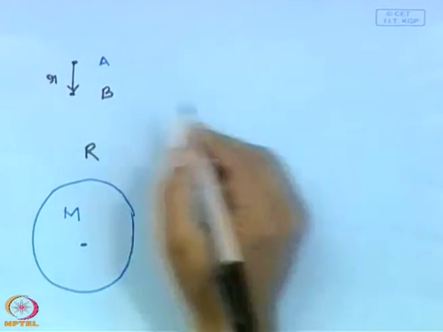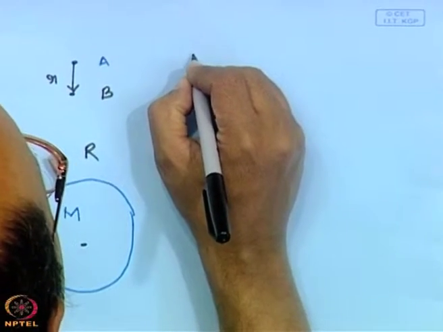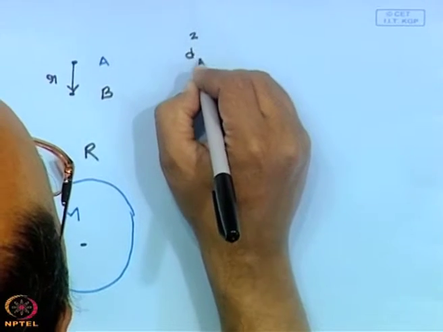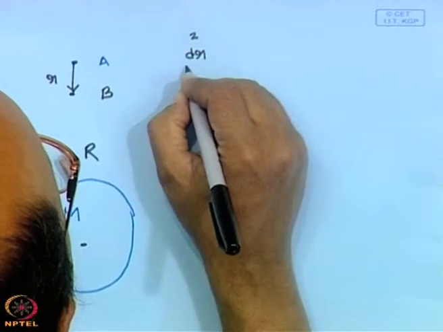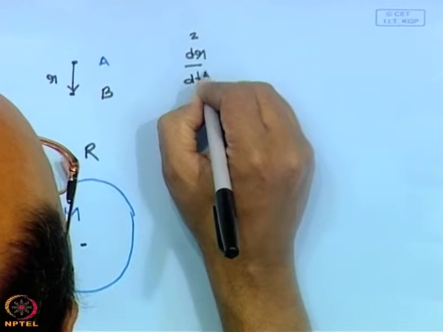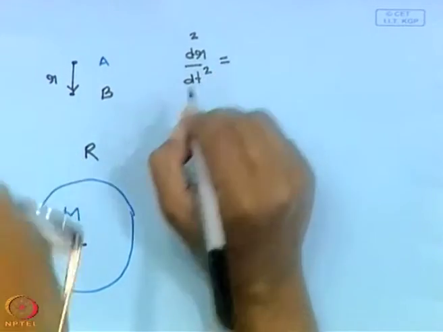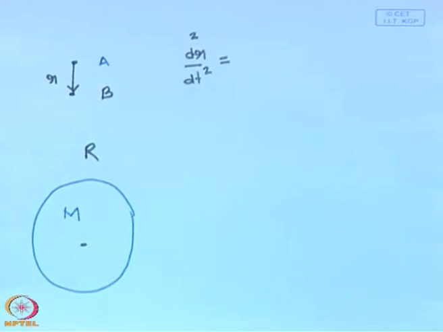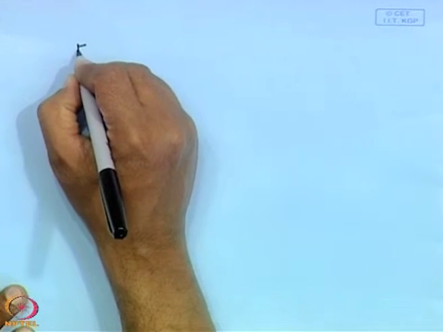Let us write down the equation of motion for B relative to A. So, d square r by dt square. Now, we know that the gravitational acceleration is the same independent of the mass, that is called the equivalence. Let me just spend a minute discussing this. This is the equivalence principle.